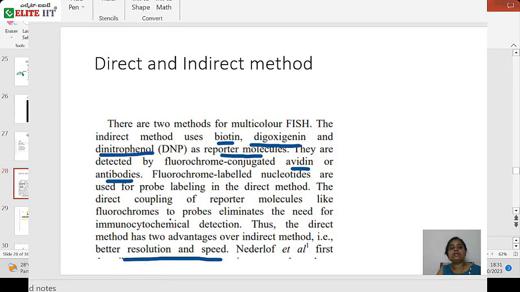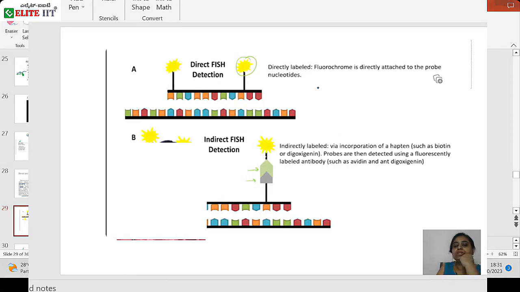Speed will be better, but I think the indirect method is the most popular, generally used. Directly labeled means the fluorochrome is directly attached to the probe nucleotides, whereas indirectly labeled means via incorporation of a hapten, that is biotin or digoxigenin. This is biotin, which is attached with the probe, and biotin is attached with the avidin.